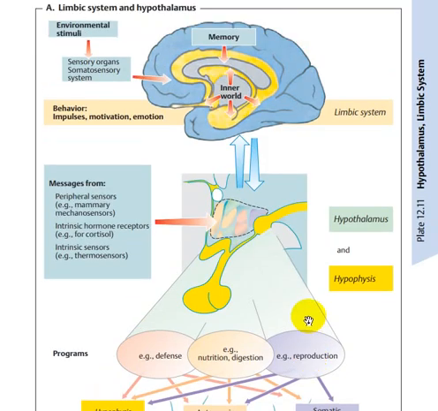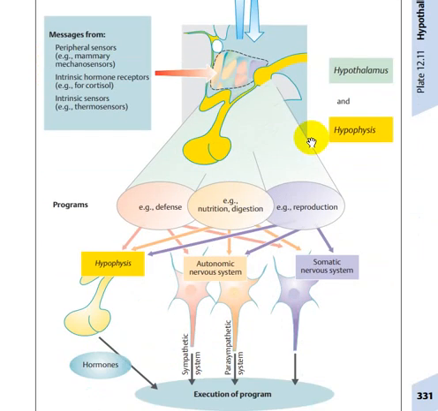So now let's visualize the limbic system. You need to know that we have some sensory organs, the somatosensory system. All of them are going to enter into the limbic system. You have memory and all in the limbic system. So you have all this.